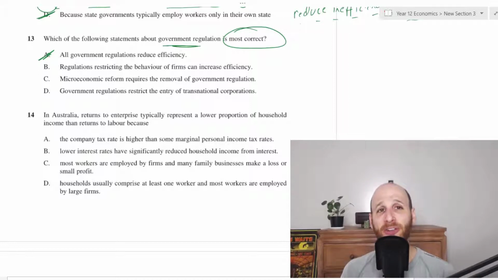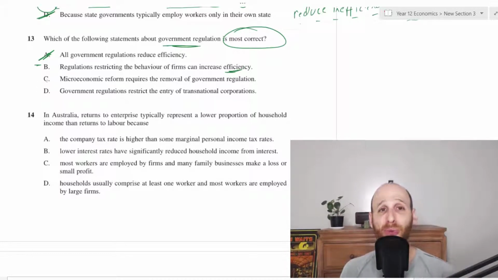B, regulations restricting the behavior of firms can increase efficiency. Look, this is possible, because if we restrict the monopolist tendencies of firms and we break them up or make markets more competitive, that could increase efficiency. So I'm willing to consider that.